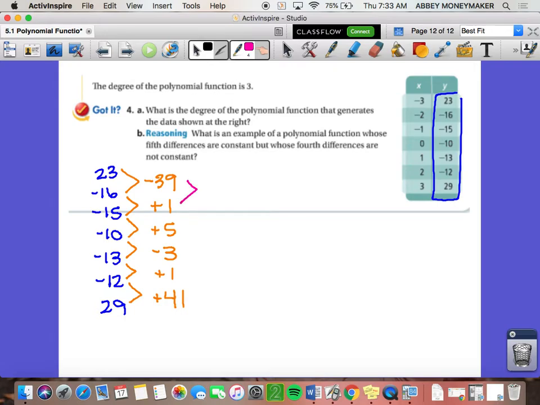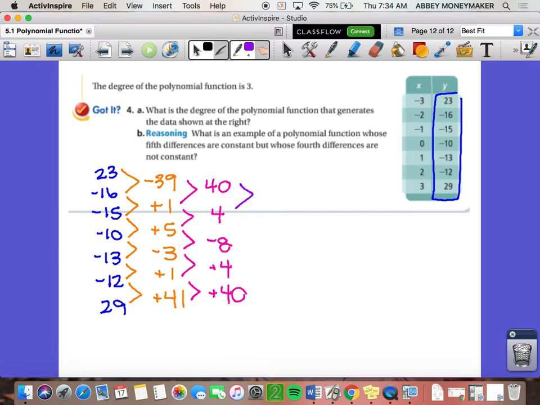From -39 to 1, you went up 40. From 1 to 5, you went up 4. From 5 to -3, you went down 8. From -3 to 1, you went up 4. Gosh, it's early. From 1 to 41, you went up 40. Okay, here we go. Not a quadratic. Sad. Let's see if we can make this next one work.